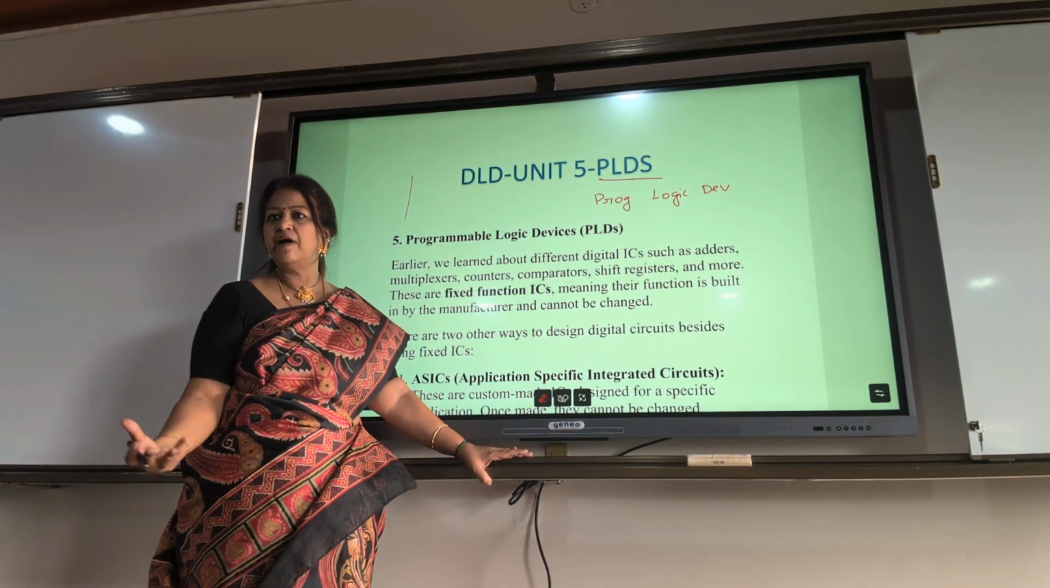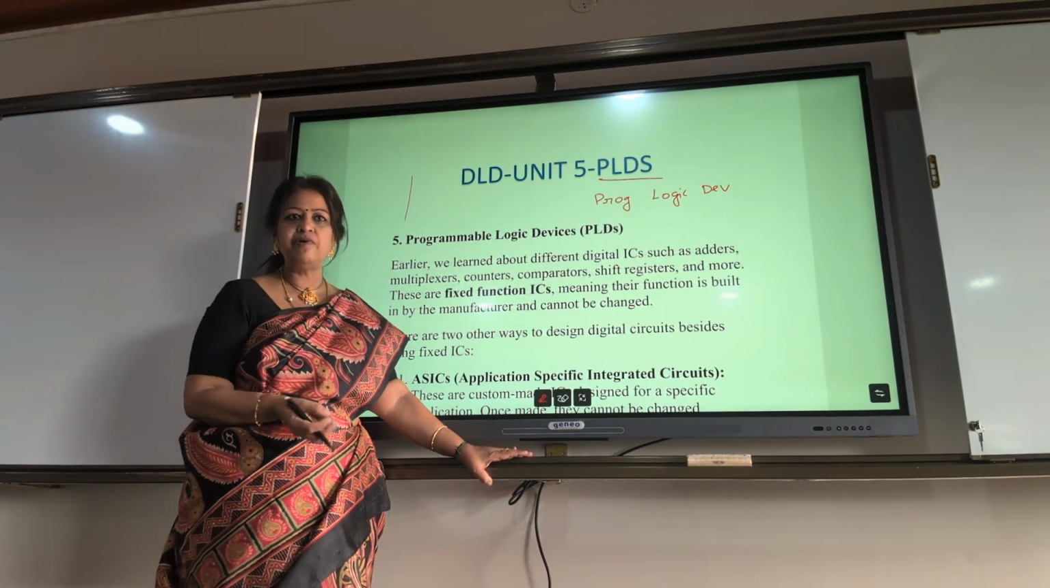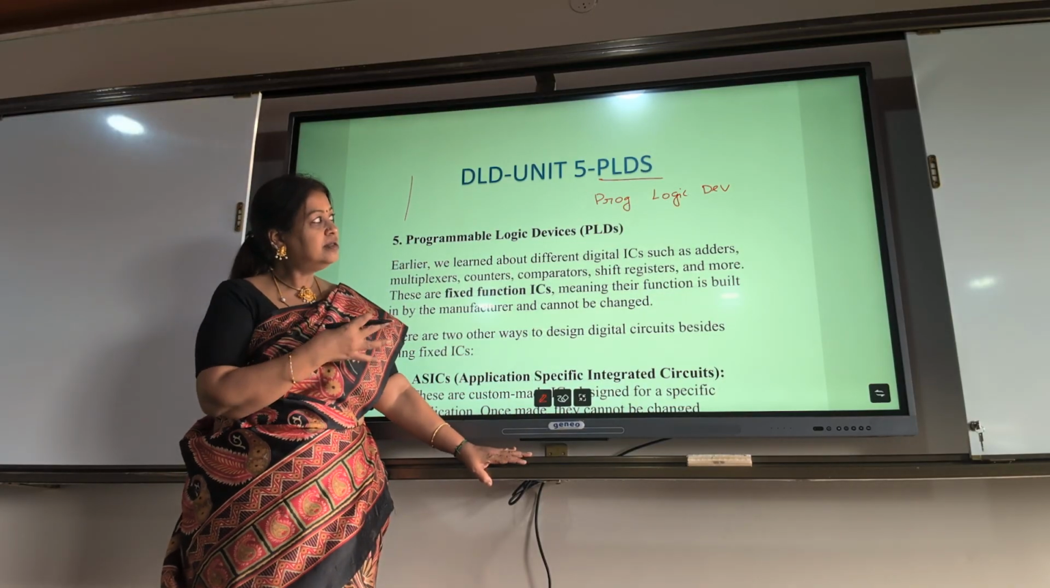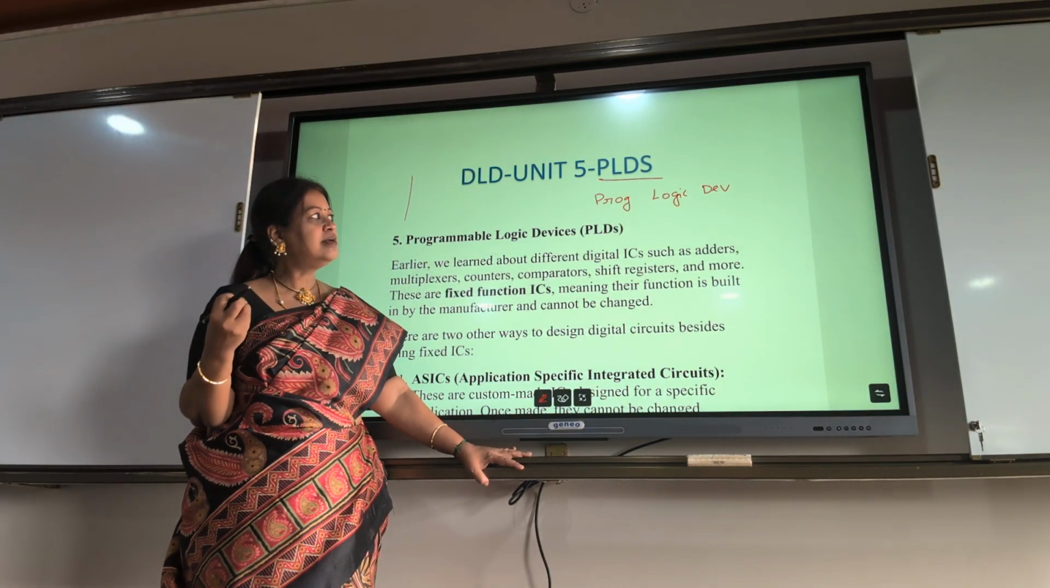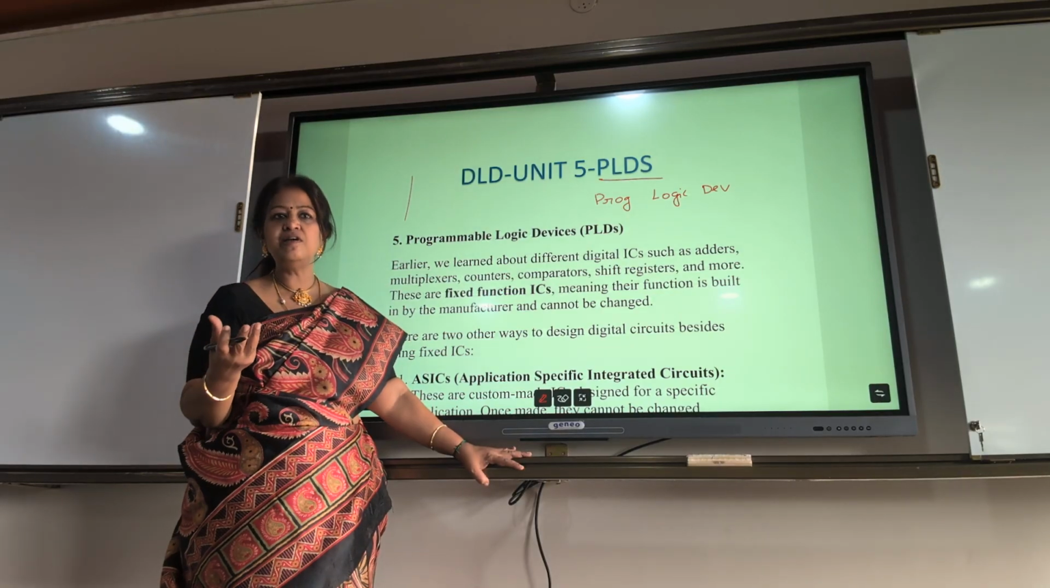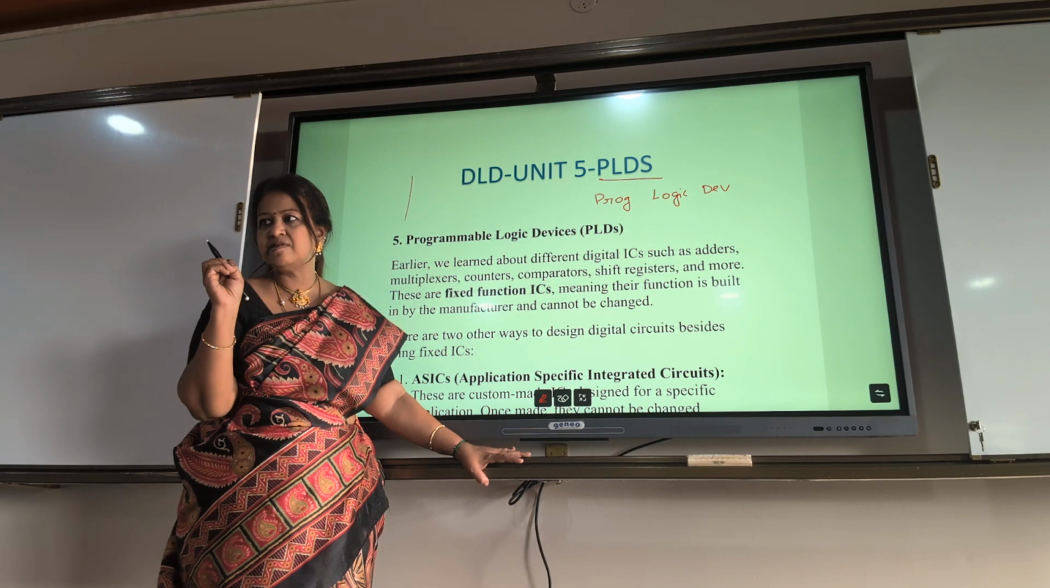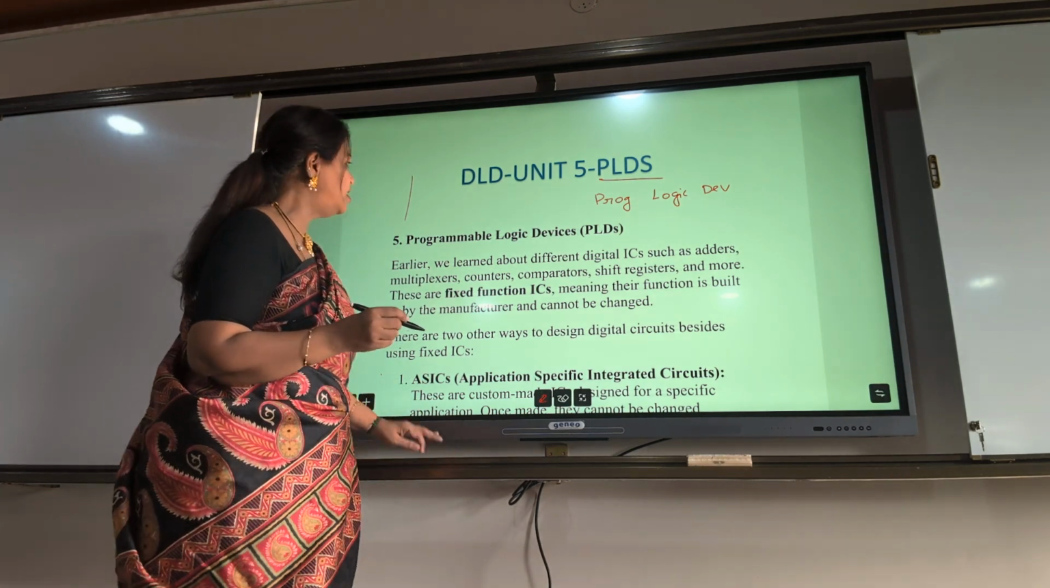We are purchasing some multi-gate, OR gate devices, and each will perform only that operation. But in this, when we buy a chip, there are certain options where you can change the operation or put the operation that you want. You can customize. That is the advantage of these PLDs.